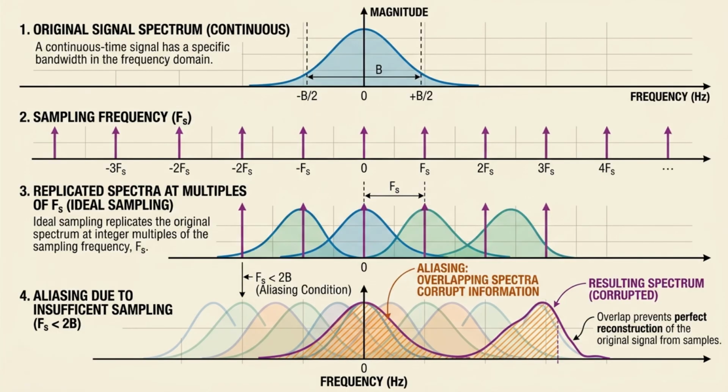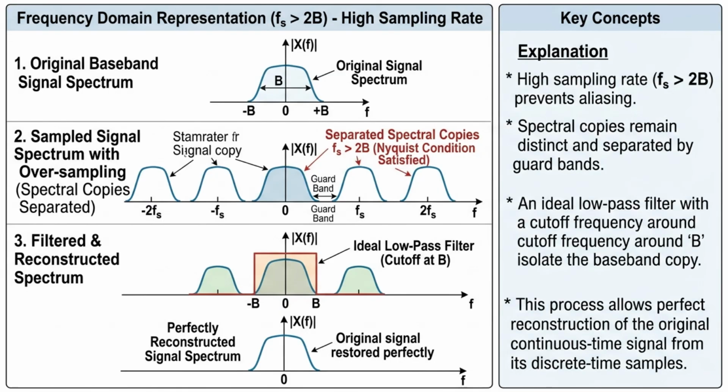In the frequency domain, sampling can be understood as a process that replicates the signal spectrum at multiples of the sampling frequency. If these replicated spectra overlap, aliasing occurs and signal information becomes corrupted. When the sampling rate is high enough, these spectral copies remain separated, allowing the original signal to be reconstructed perfectly using filtering techniques. This frequency domain interpretation provides a clear mathematical explanation of the Nyquist condition.